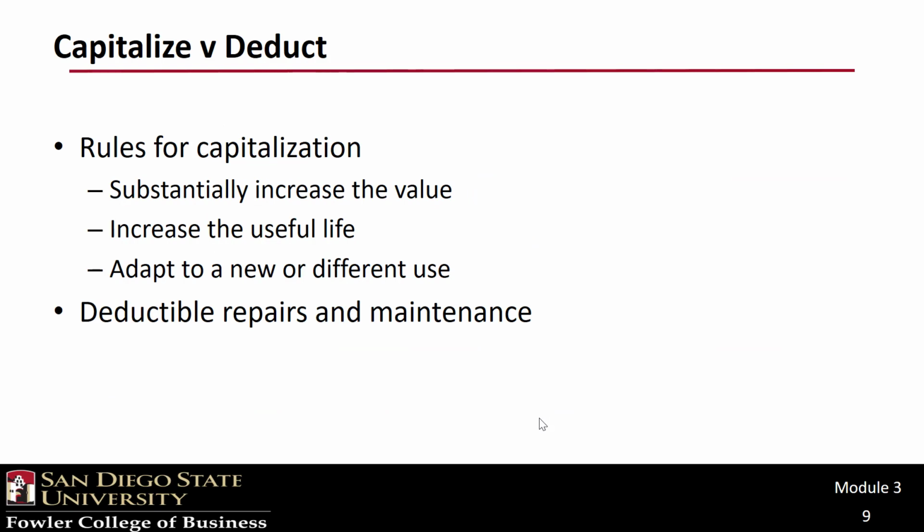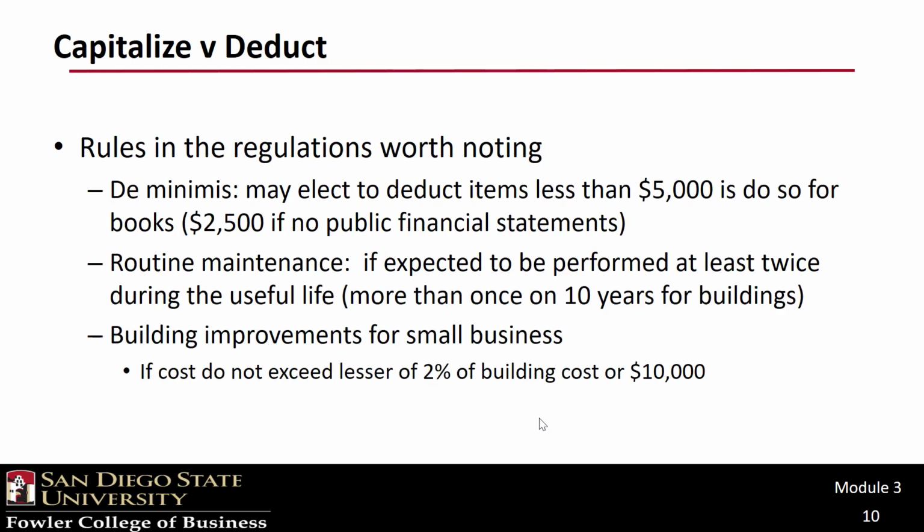Expenditures that substantially increase the value, increase the useful life, or adapt property to a new or different use must be capitalized, whereas routine maintenance and repairs can be deducted. There are a few rules in the regulations that are definitely worth noting. A taxpayer can deduct all expenses up to $5,000 if, number one, they also deduct the same costs for their books, and two, the taxpayer has audited public financial statements.